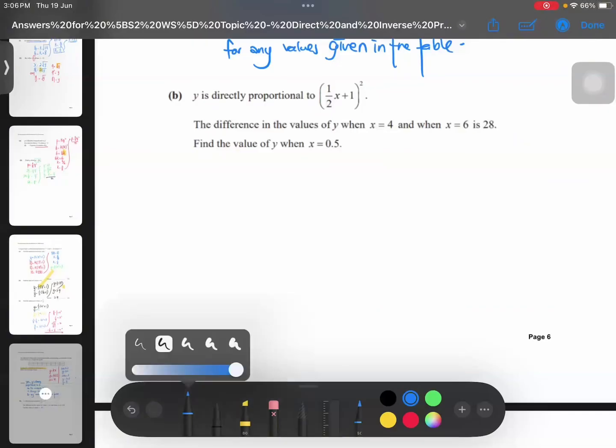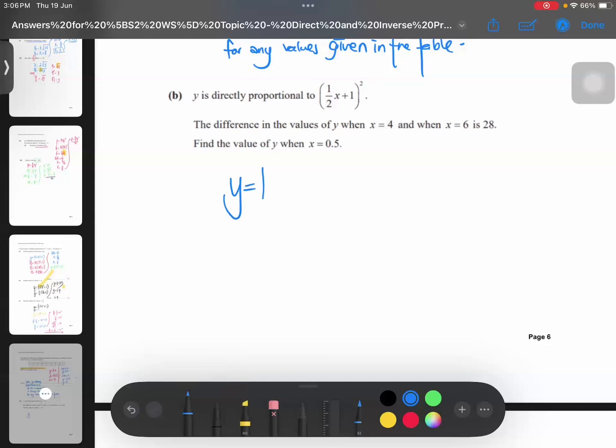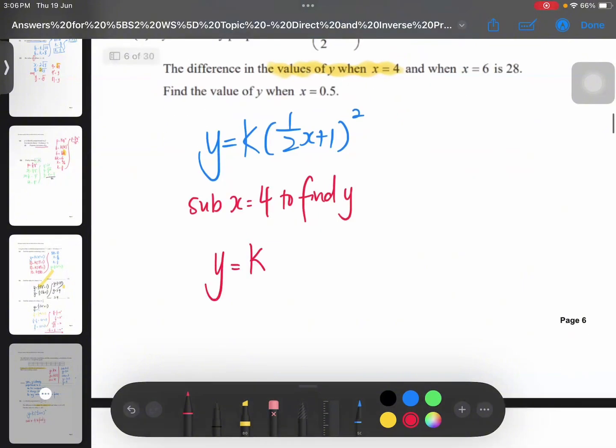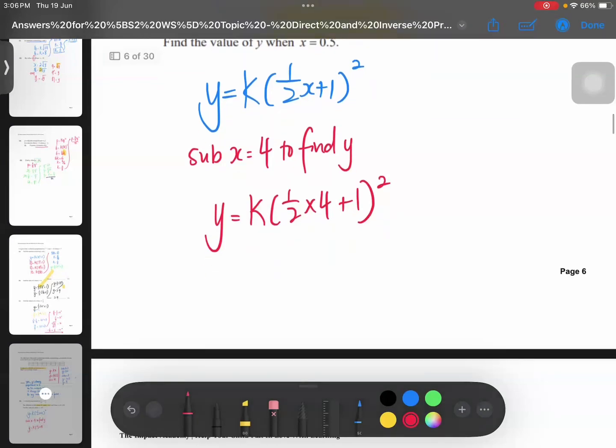Okay, so in the next question, it says that y is directly proportional to k bracket half x plus 1 to the power of 2. Now, what are you going to do first? Read the question. They say the difference in the values of y when x is 4. So stop here, go and find out what this is first. You understand what I'm saying? So you're going to focus on this. Now you're going to sub x equals 4 to find y. So y equals k bracket half times 4 plus 1 to the power of 2.